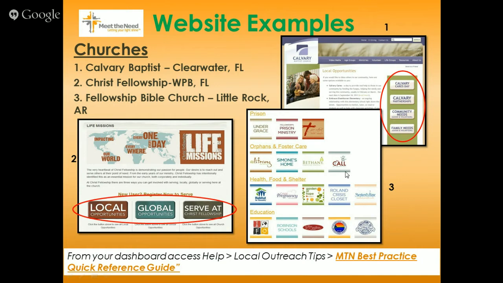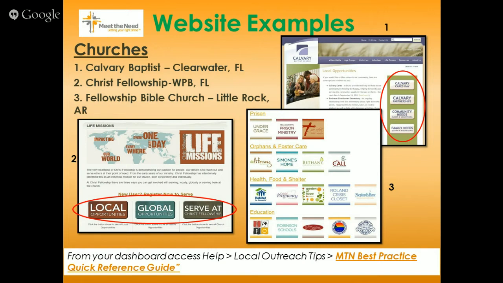All right, the third one is Fellowship Bible Church in Little Rock, Arkansas. They went a little step further, and instead of having buttons that describe groups of different needs, they actually put a button, or an image, for each of their partners that they work with. It looks like they have almost maybe 20 partners, and each partner has their icon, and when you click on the icon, it takes you to the needs that particular organization has posted.